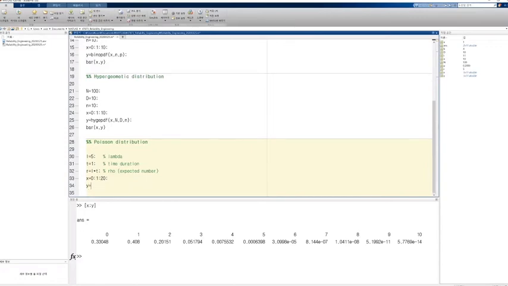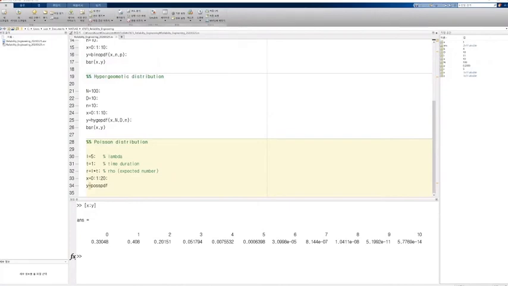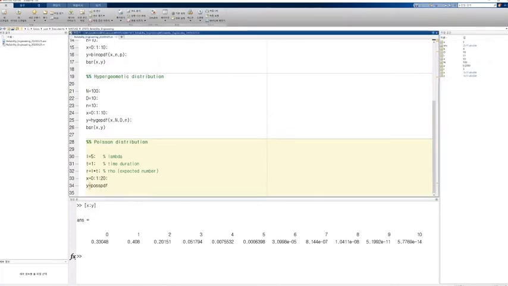And y is going to be, so for Poisson distribution, poisson.pdf is the function that we are able to utilize. So x would be the number, and in fact, not lambda, we need to provide rho.